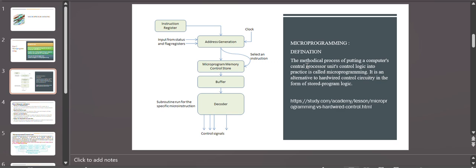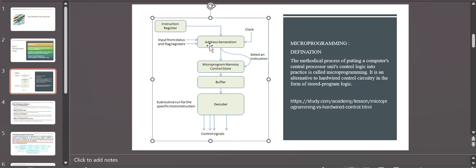You can see a simple diagram of microprogramming. The instruction goes to the register, and after that an address will be generated. After that it goes to the microprogramming memory, control store, buffer and decoder, and after decoding, the signals are sent to the control.